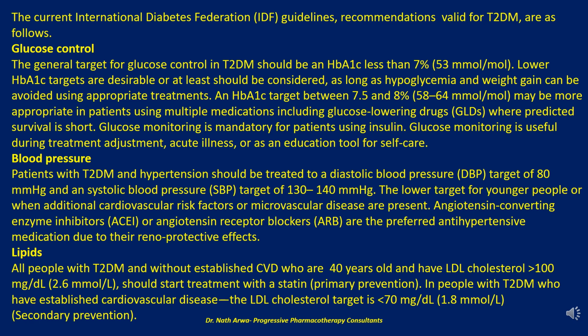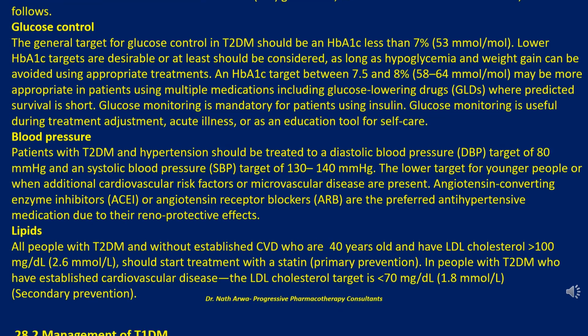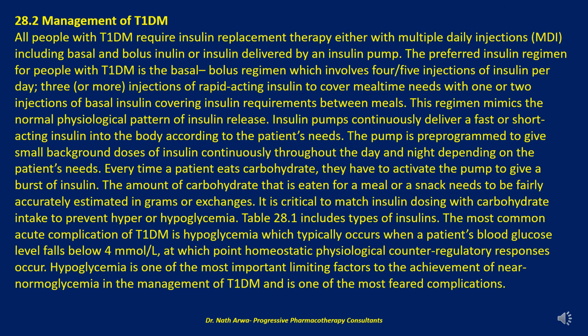Primary prevention. In people with type 2 diabetes mellitus who have established cardiovascular disease, the LDL cholesterol target is below 70 mg per deciliter, 1.8 mmol/L. Secondary prevention. And now we will discuss the management of type 1 diabetes mellitus.